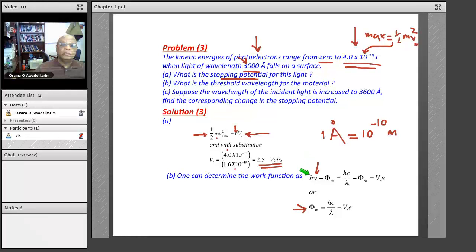Why do I say we know nu? Because nu is equal to c over lambda. We know c, the speed of light, and we know lambda, therefore we know nu. And we know Vs, we know e. So we can find phi m equals hc over lambda minus Vs times e.